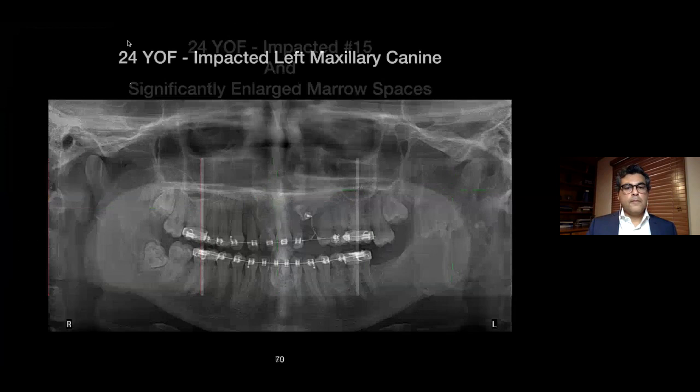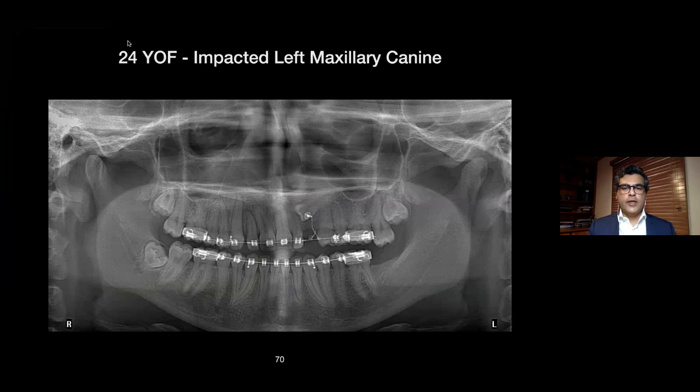Another example of a 24-year-old female with an impacted left maxillary canine. So this patient had this gold chain for a while, and the orthodontist was trying to pull it into position, but this tooth was not budging. And so it was decided to take a cone beam CT scan of the area to see what was going on.